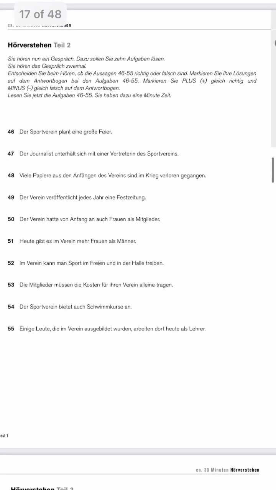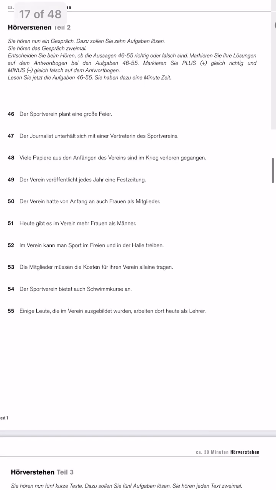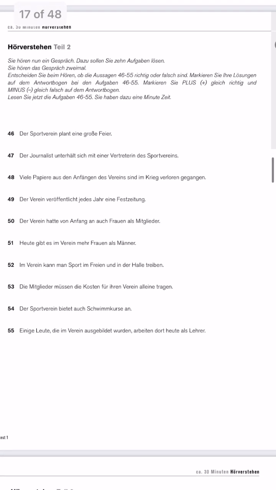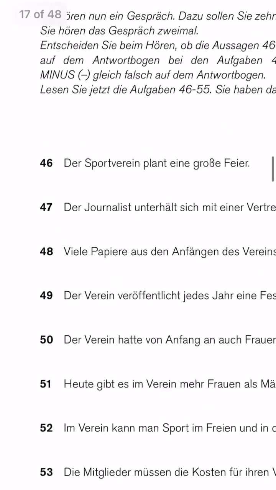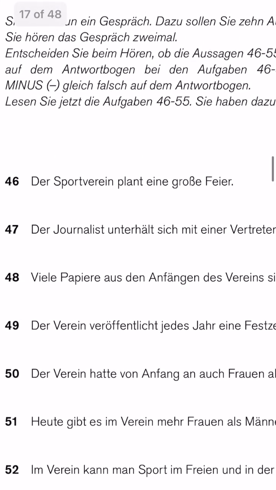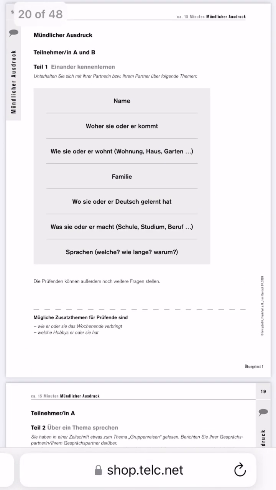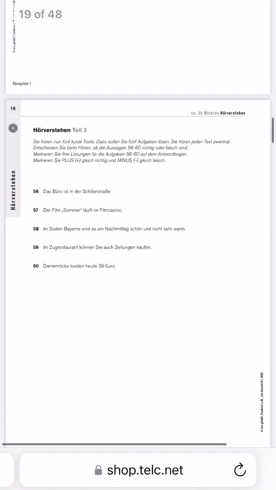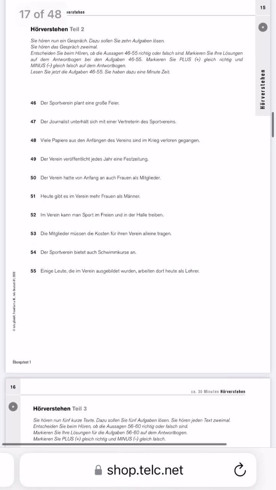Another thing is this is a whole conversation. So this is not one by one question, but it is all one conversation. They will be repeating the whole conversation zweimal. For example, when they start the conversation, you will find your answers from 46 till the last question. And then you will again hear the conversation.